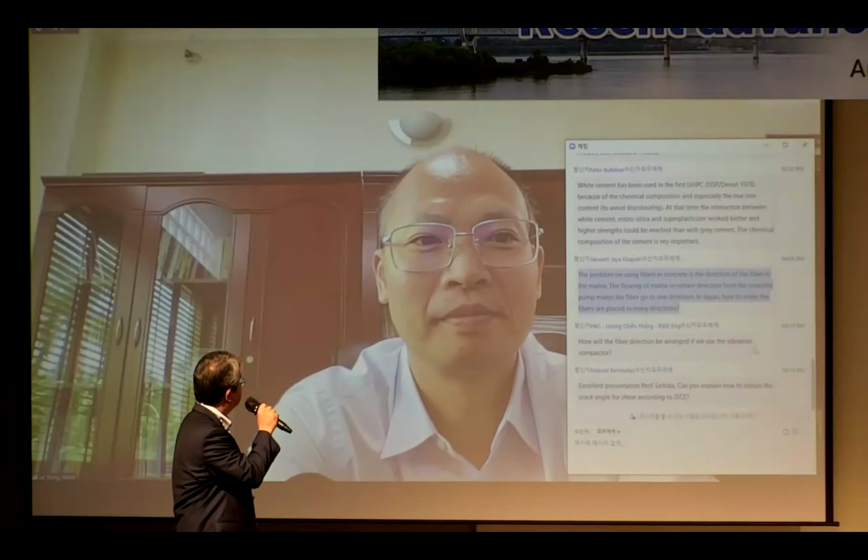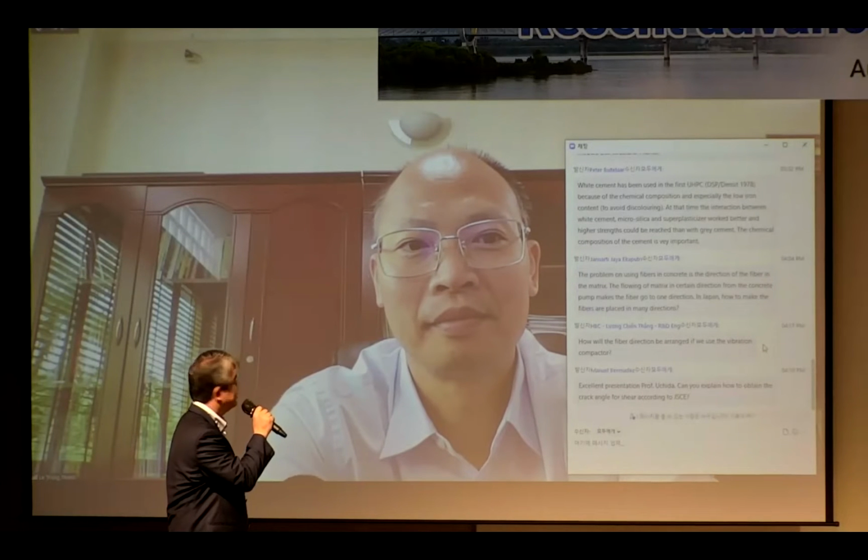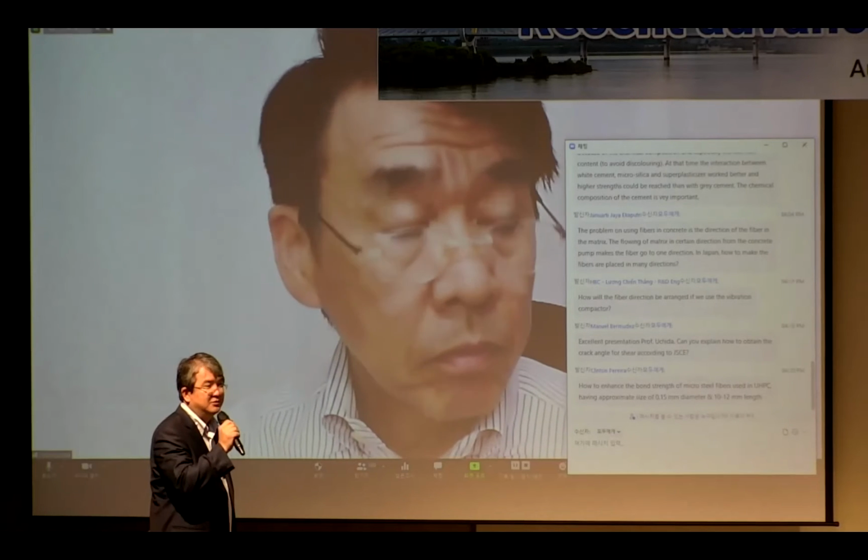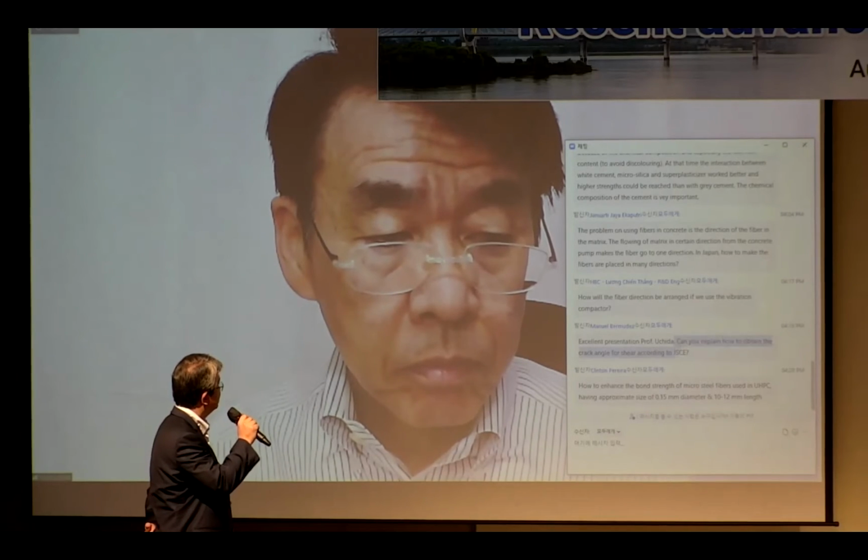Next question is how will the fiber direction be arranged if we use a vibration compactor? Vibration does not affect the orientation. To change the fiber orientation, we have to move the matrix. The vibration does not move the matrix, it only vibrates. I think the advantage of UHPC is there's no need to use the compactor.